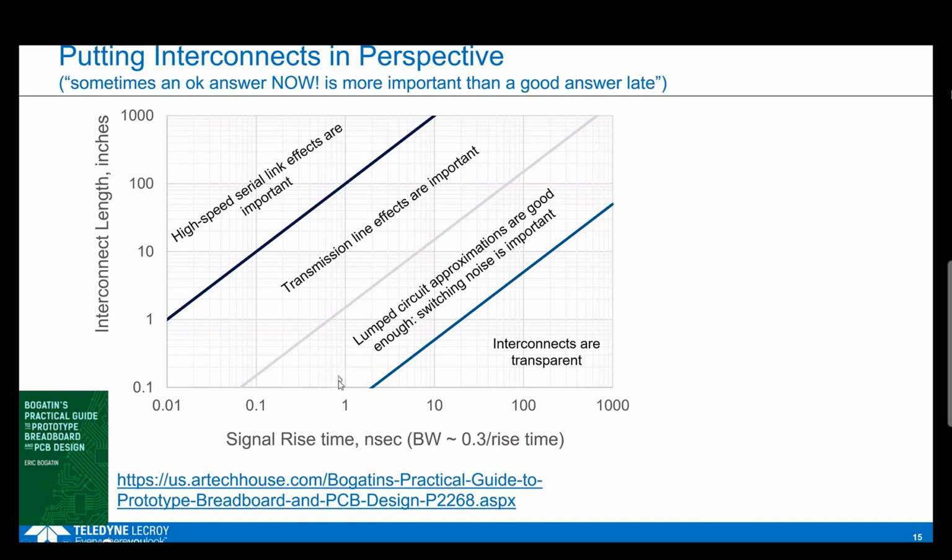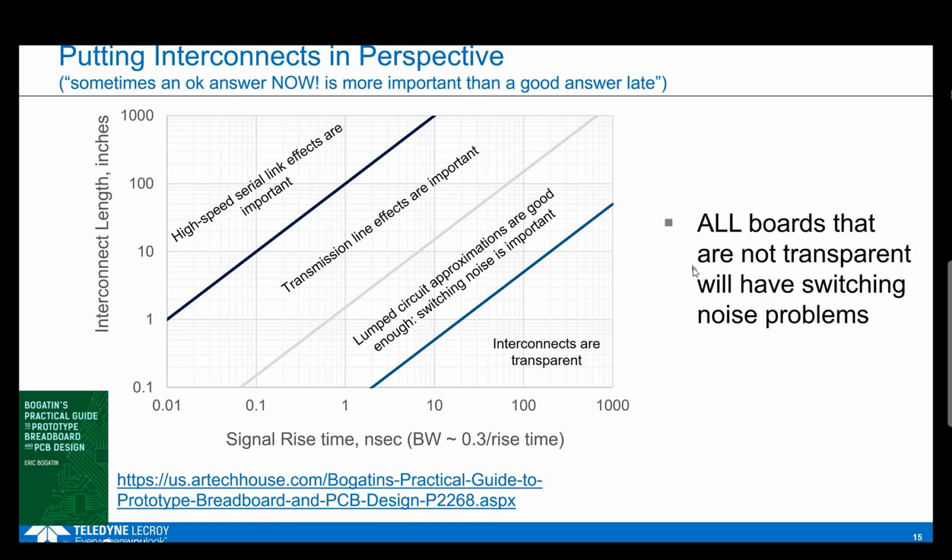And so depending on what rise time your typical signals are and what interconnect lengths you're dealing with, you're going to have a board that's in a different regime. And every one that's in this regime, other than when interconnects are transparent, every one of the designs is going to potentially suffer from or be sensitive to switching noise. And that's why we're going to start our journey looking at switching noise, because all boards that are outside of this regime, that are not transparent, all boards are going to have switching noise problems.